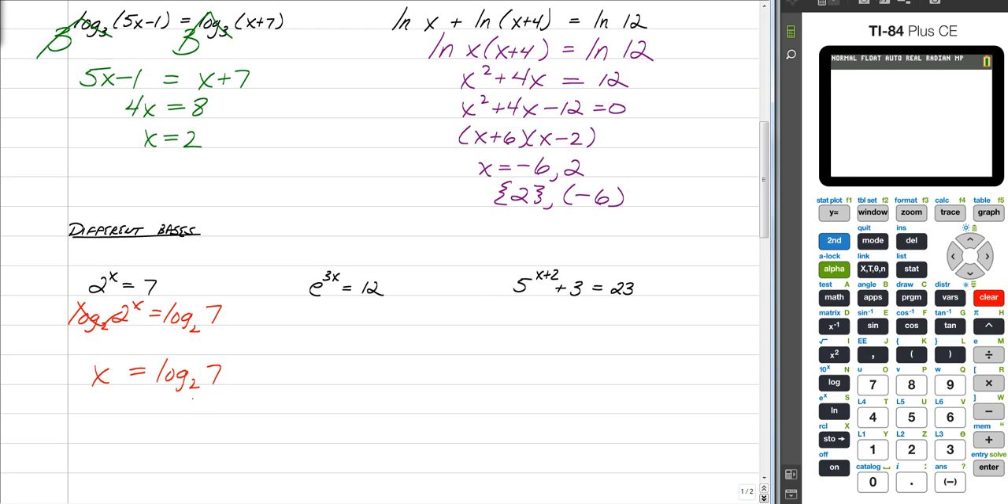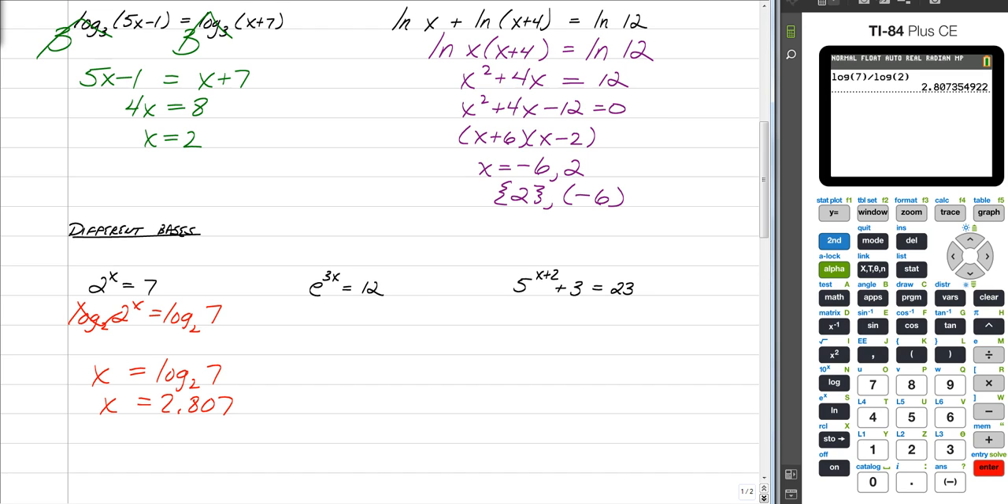So that would be your exact answer, but since we're going to be rounding to the nearest thousandth, you have to remember how to type that in your calculator. It's the change of base formula. So we have the log of 7 divided by the log of the base 2. And this one, x is equal to 2.807. And we're good to go.